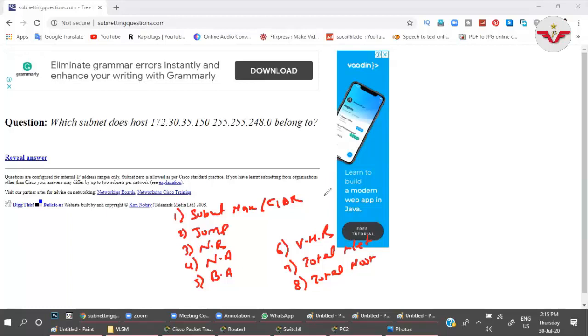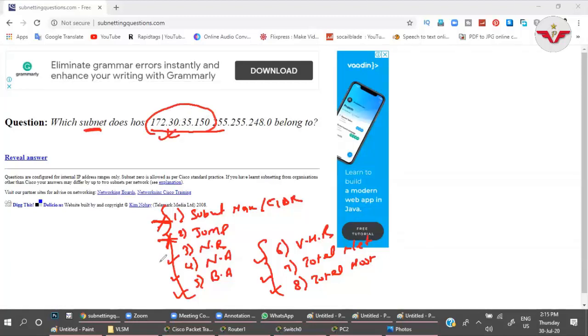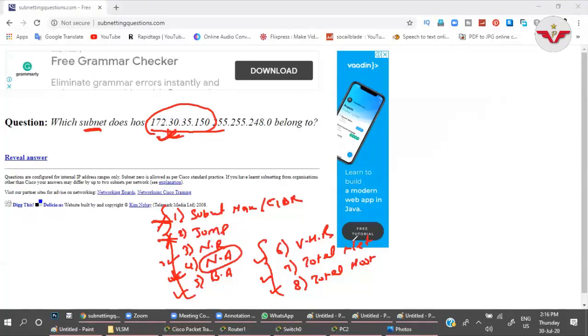In any question, you will not get any different questions from these 8 questions. Okay. This is not a question. This is just for calculation. These are the 6 questions which you will get. So here it's asking which subnet does this host belong to. This is a host. This is the IP. It is asking that this IP, this host, is belonging to which subnet, means which network. You have to say the network address of that particular network to which this IP belongs.